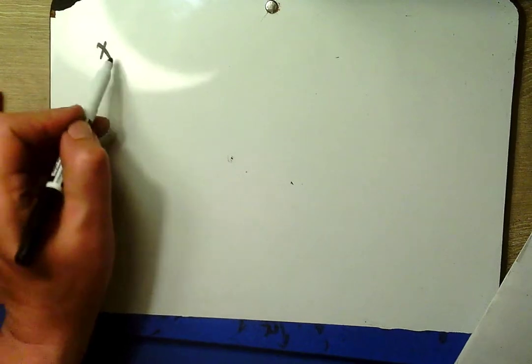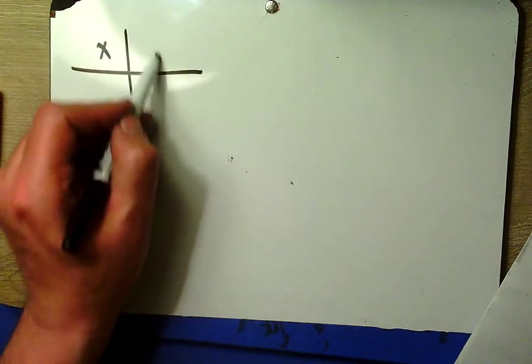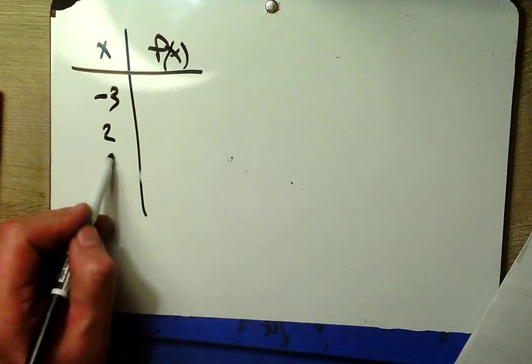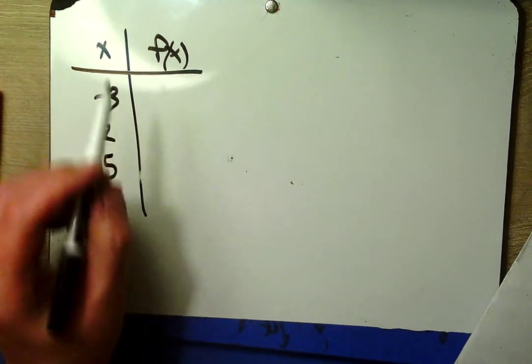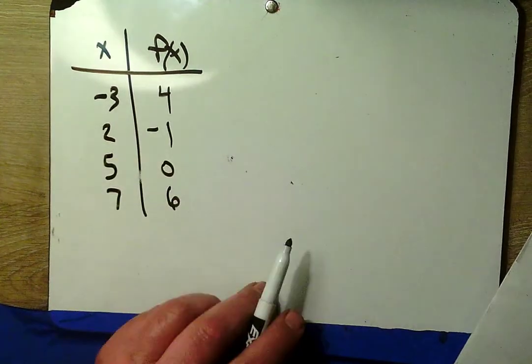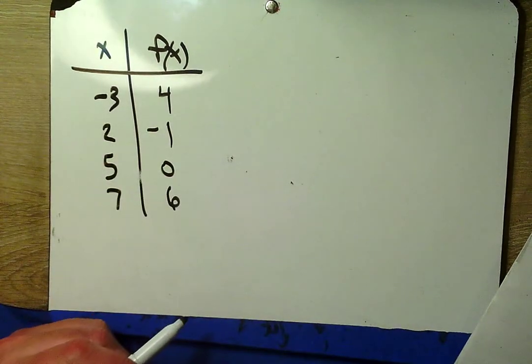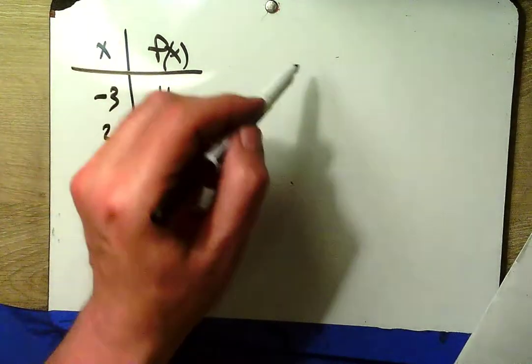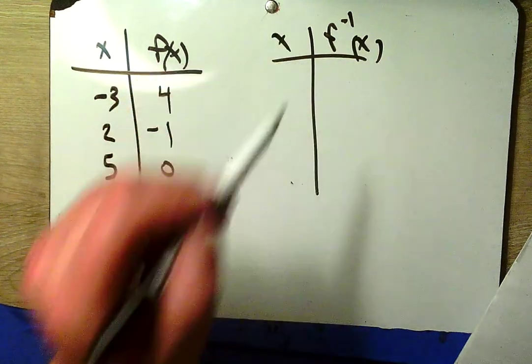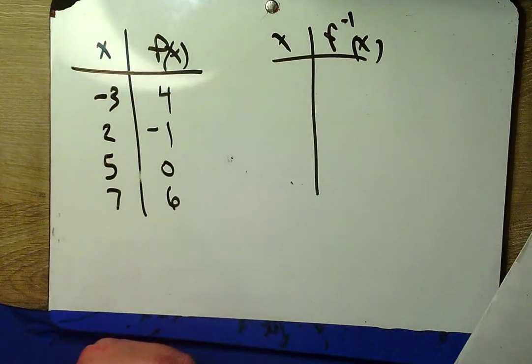So if I have x and f of x as -3, 2, 5, 7, and 4, -1, 0, 6. Here's a table for f of x. Will you please make an f inverse table for me? Pause the video, give that a try.